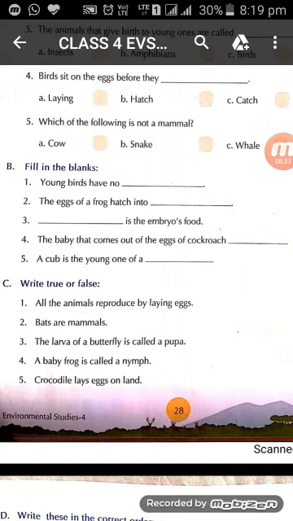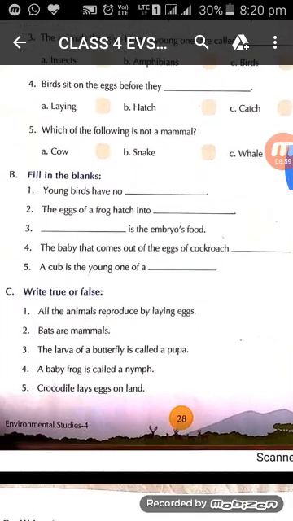Now once again we'll repeat the answers. Question number B, fill in the blanks. First one is young birds have no feathers. The eggs of a frog hatch into tadpole. Yolk is the embryo's food. The baby that comes out of the egg of cockroach is called nymph. A cub is the young one of a lion.